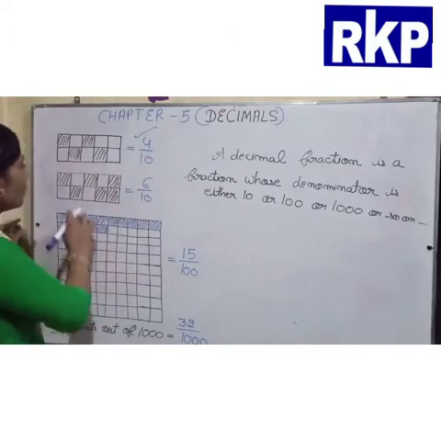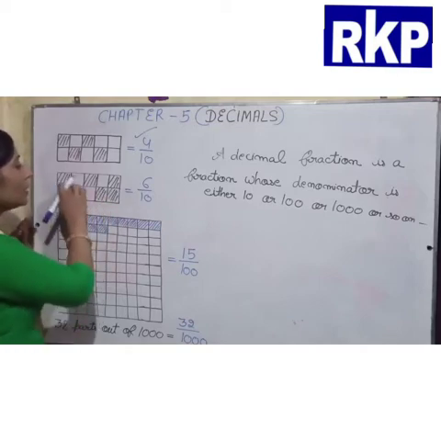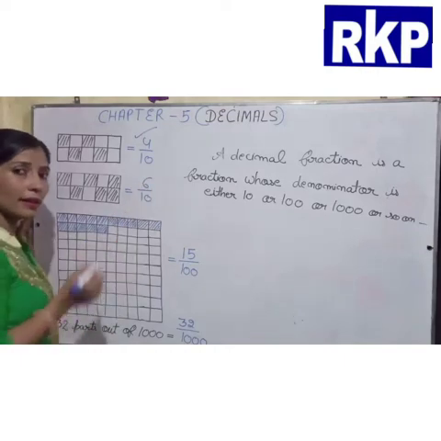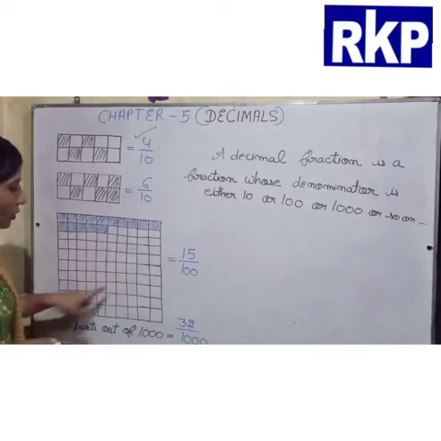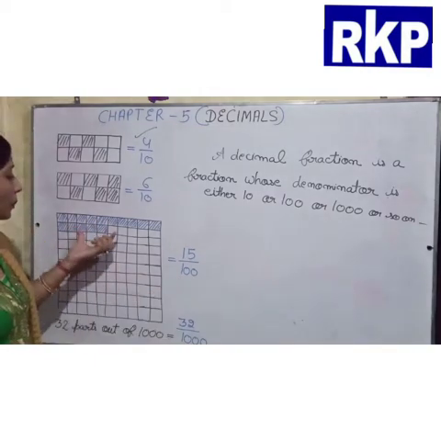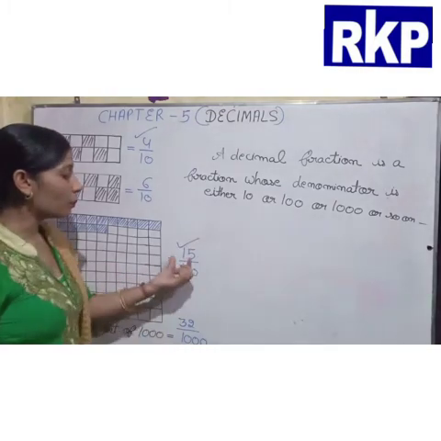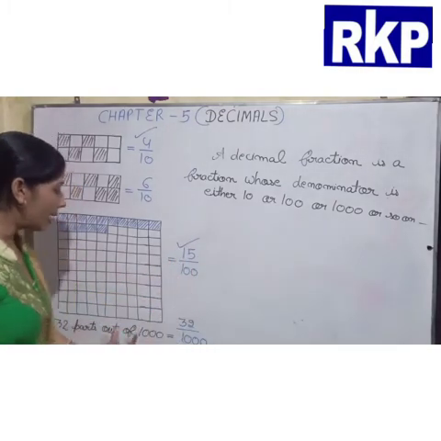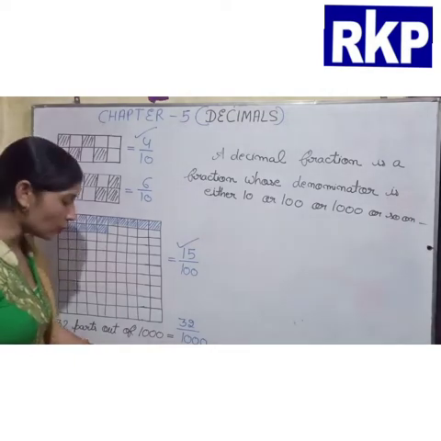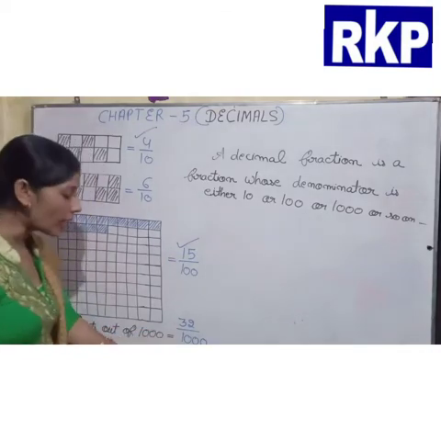And here, beta, here also we have a total of 10 parts and out of 10, 6 parts are shaded. So the fraction will be 6 by 10. And here we have a total of 100 parts and out of 100, 15 parts are shaded. So the fraction will be 15 by 100. And here I have written 32 parts out of 1000. So the fraction for this will be 32 by 1000.